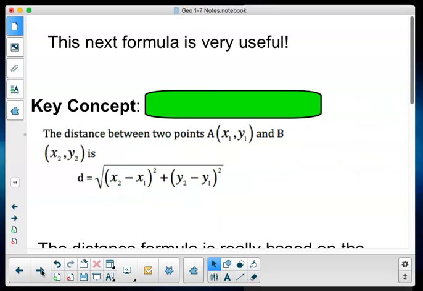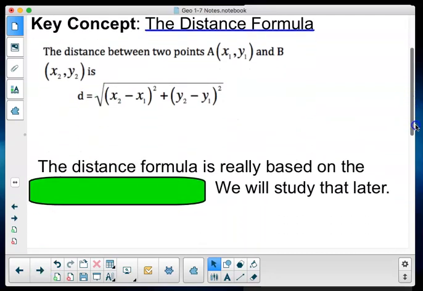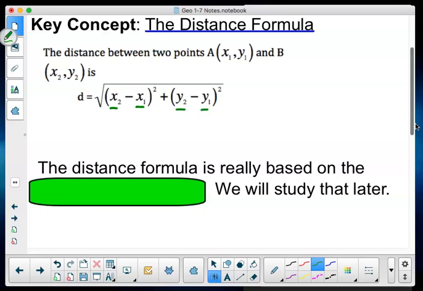Now, this next formula is very useful. Its key concept is distance formula. Now, when we're looking at this, the distance formula is the distance between 2 points, x sub 1 and y sub 1, and b is x sub 2, y sub 2. And I have my distance formula here. Remember, these subscripts are talking about the different x's and y's. X sub 1, x sub 2, y sub 1, y sub 2. The difference of the y's from the different points and the difference of the x's are set up for us.